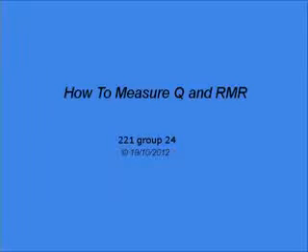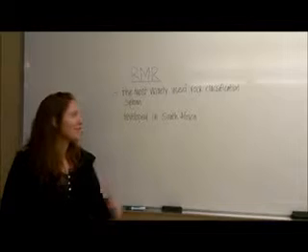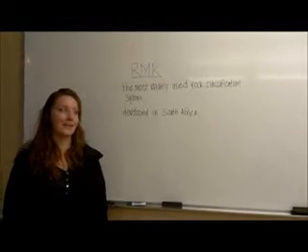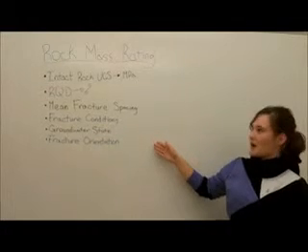RMR and Q are two classification systems that give a great way to quantify rock strength and quickly give both geologists and engineers useful information. RMR is the most widely used rock classification system, and it was developed in South Africa. These are the components to rock mass rating.